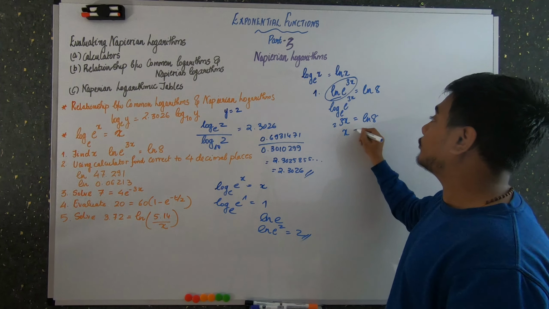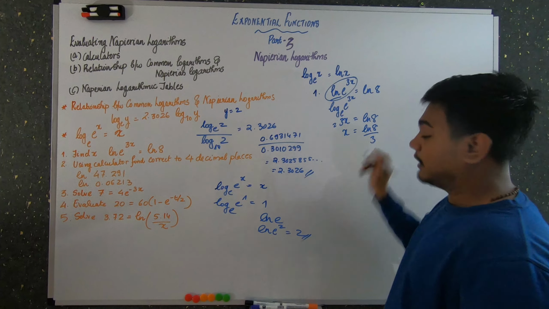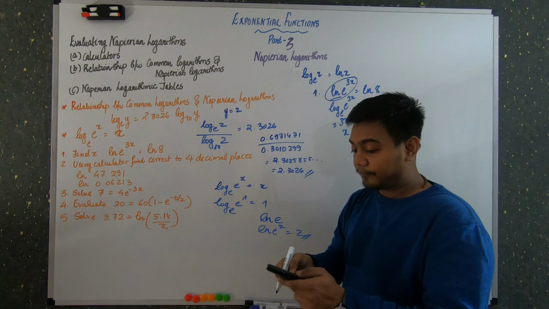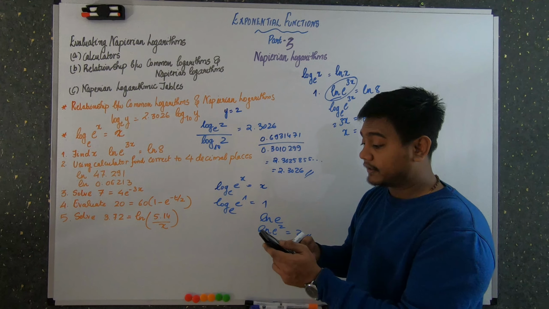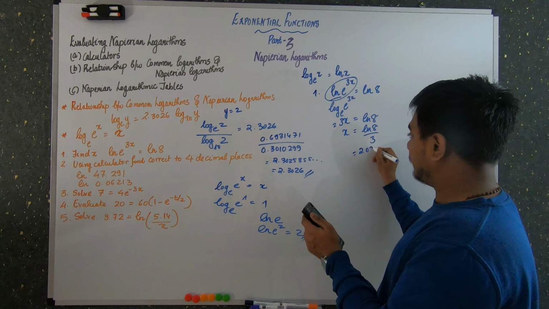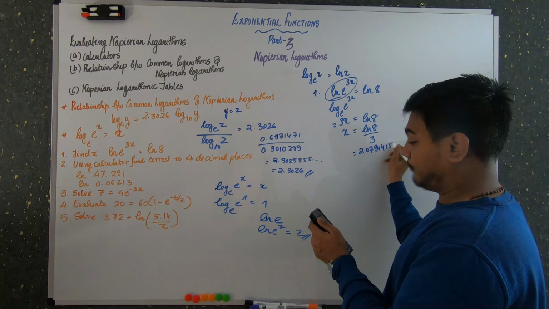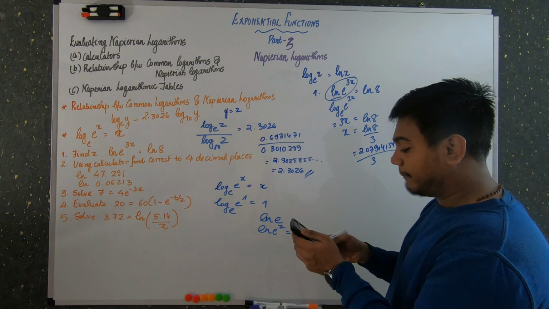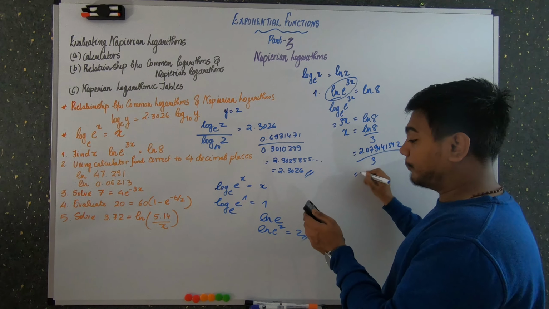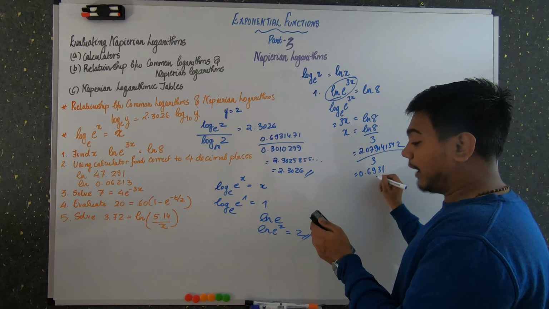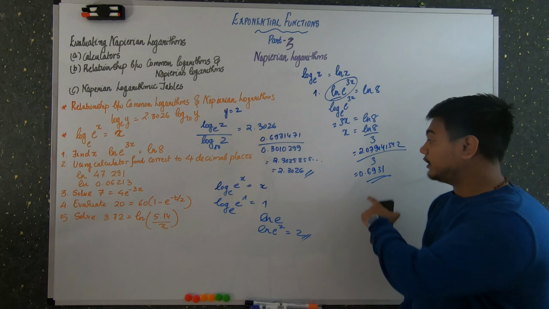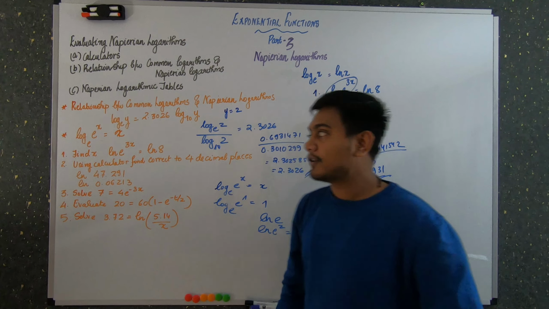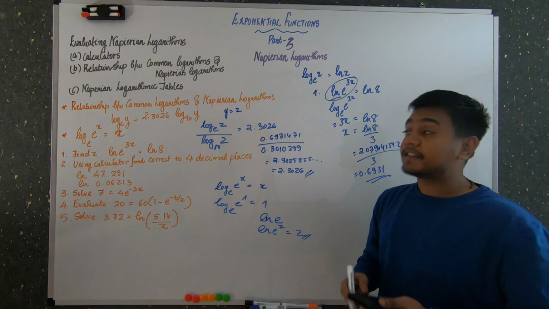To find x, what do you have to do? ln 8 divided by 3. Let's find the natural logarithm of 8. ln 8, what is it? 2.079441542, up to 9 decimal places given by the calculator, divided by 3 gives 0.6931. I am writing only up to 4 decimal places. So 0.6931 is the value of x for the first problem.